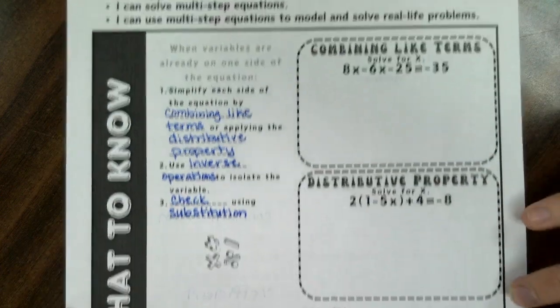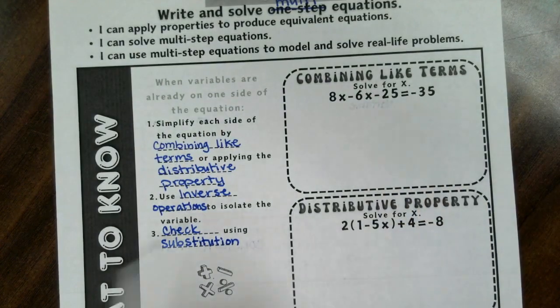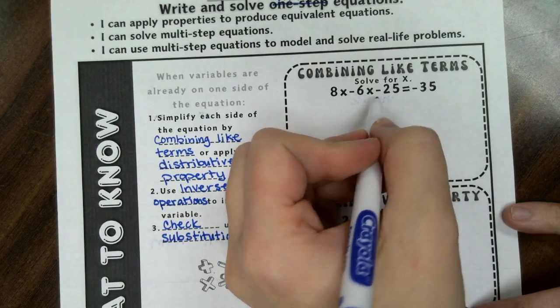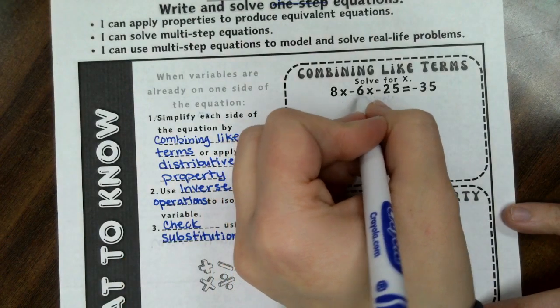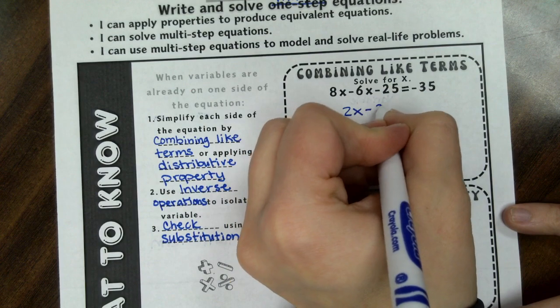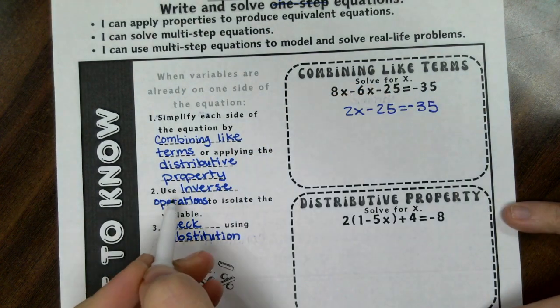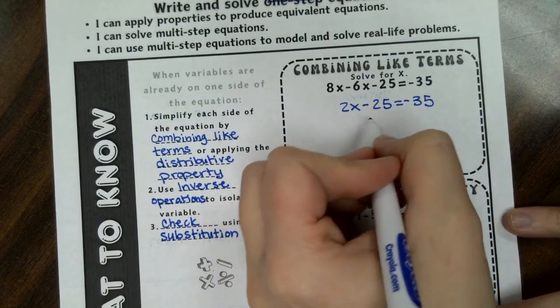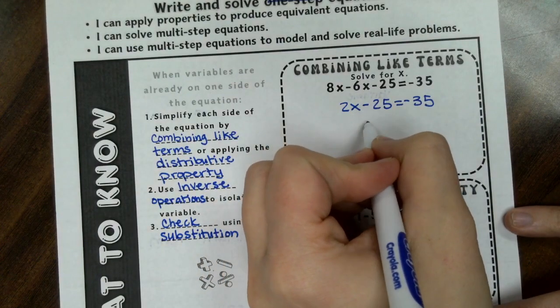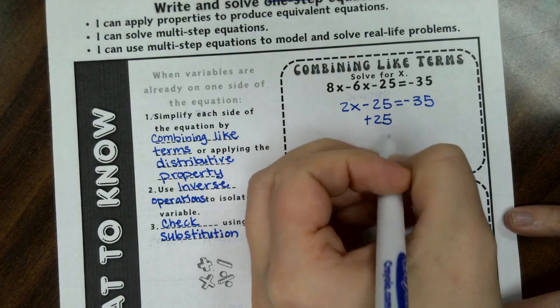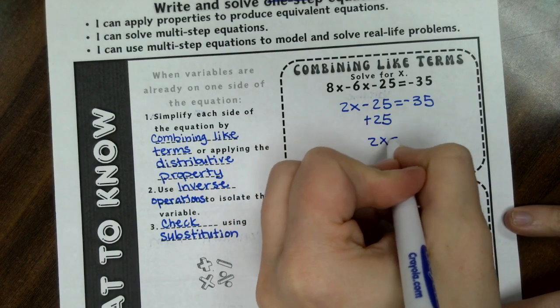So let's look at a couple of these. So this is combining like terms. So the first thing I'm going to do is combine my like terms. 8x and 6x are like terms. 8x minus 6x is 2x minus 25 equals negative 35. Then I'm going to use inverse operations to isolate the variable. This is a negative, so I'm going to add 25 because negative 25 plus 25 is 0, leaving me with just 2x on this side.